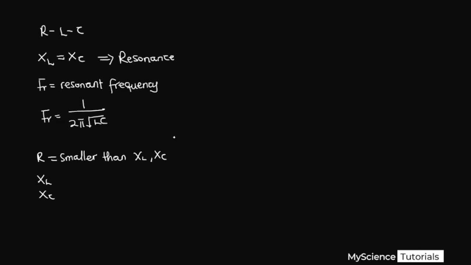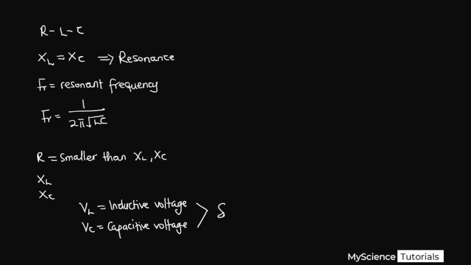That special condition, it is possible for us to have our inductive voltage, our VL, and then our capacitive voltage. Now, when we have the resonance and then our resistance is smaller than the inductive reactance and the capacitive reactance, we can observe that our inductive voltage and our capacitive voltage will be greater than the supply voltage.